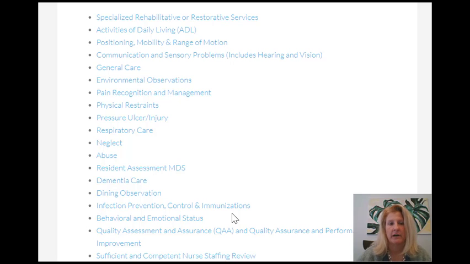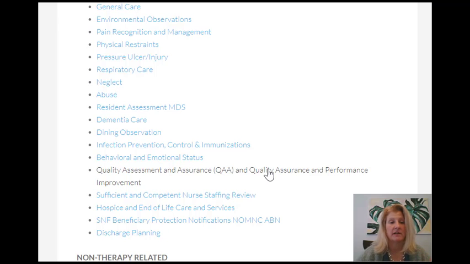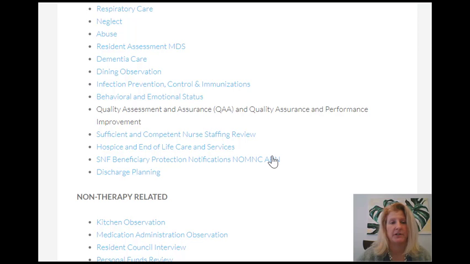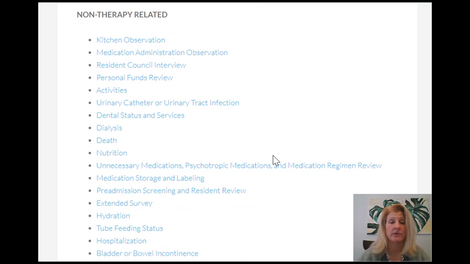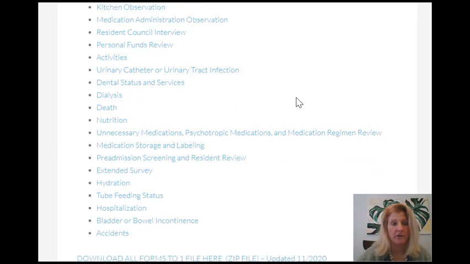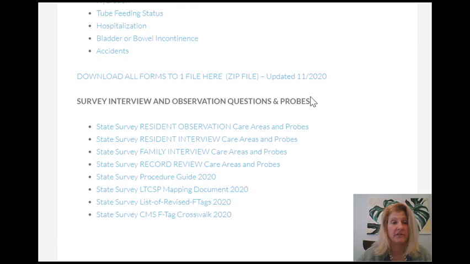Pain, pressure areas, respiratory care, neglect, abuse, dementia care, dining room observation, infection control and prevention. All of these things, discharge planning, which are huge to the therapy population. And you'll also get all of the non-therapy related, just so you have a general overview of what's going on in the survey process and how things need to actually be. And there's downloads for them as well. So we'll go through those in the course, but you have all this information.